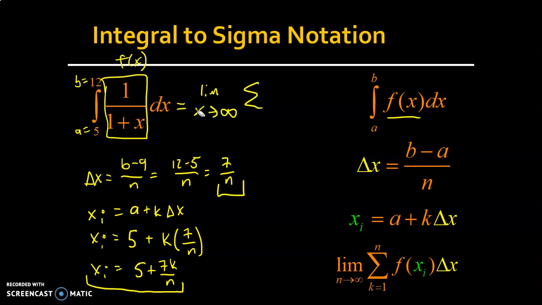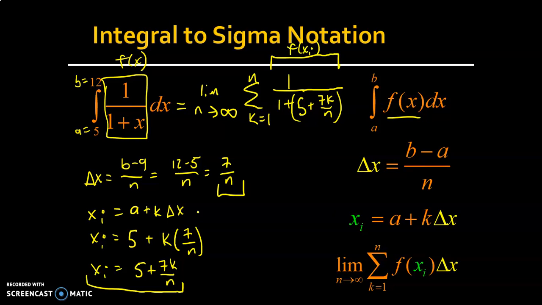The limit as n approaches infinity, going from k equals 1 to n. And then f of x sub i means plug x sub i into your equation. So 1 over 1 plus, instead of x, I'm going to plug in x sub i, so 5 plus 7k over n. That is my x sub i. So this is my f of x sub i.